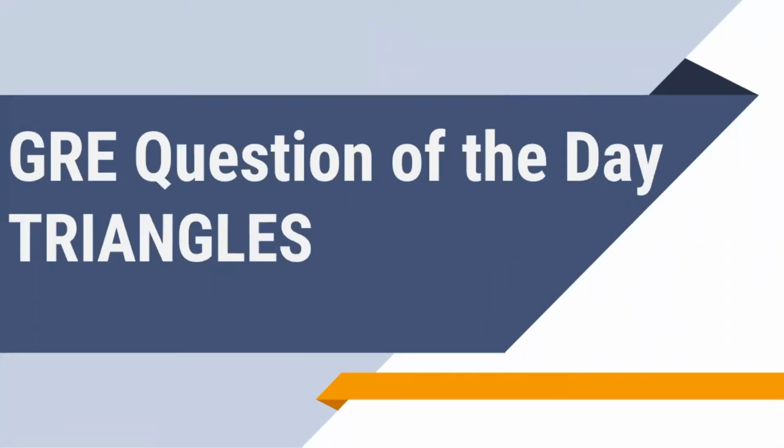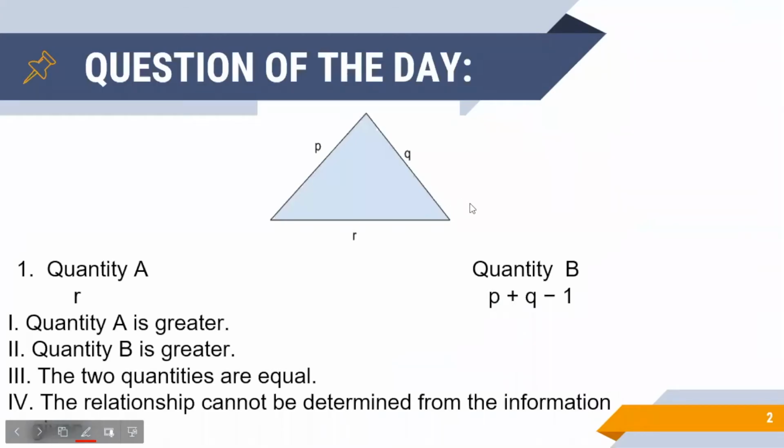Today we will discuss a question on triangles. As you can see, today's question is a quantitative comparison question wherein we are given a triangle with side lengths P, Q and R. Next, we are given two quantities A and B such that quantity A is equal to R while quantity B is equal to P plus Q minus 1.